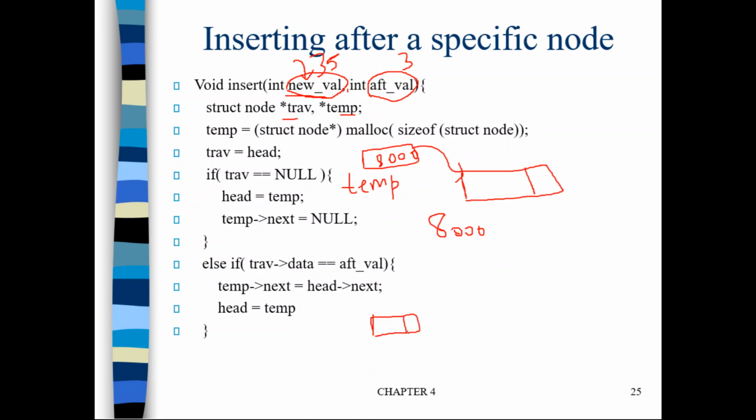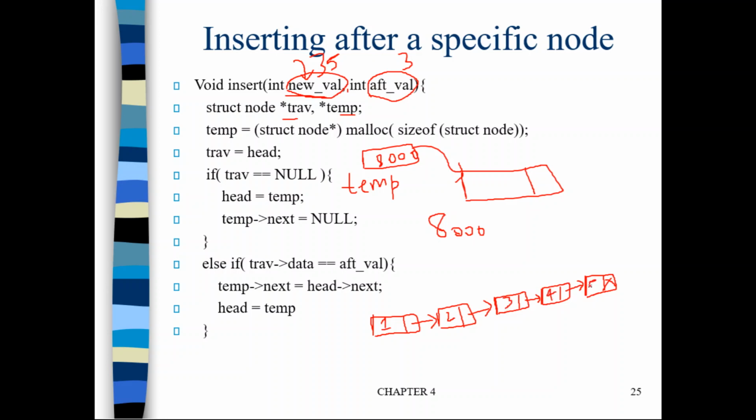Node 1 is pointing to node 2, 2 is pointing to 3, 3 is pointing to 4, and 4 is pointing to 5. So this is node 1, 2, 3, 4, and 5. The last node is pointing to null, which I'll represent using a cross symbol. Its data part is 1, this is 2, this is 3, this is 4, this is 5.